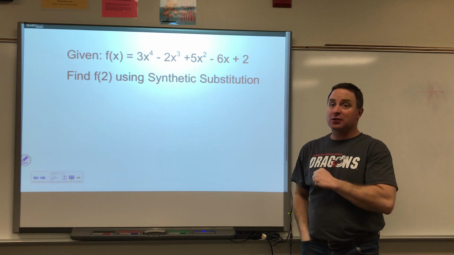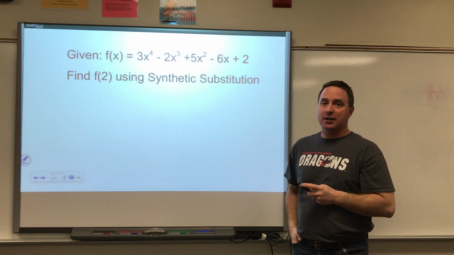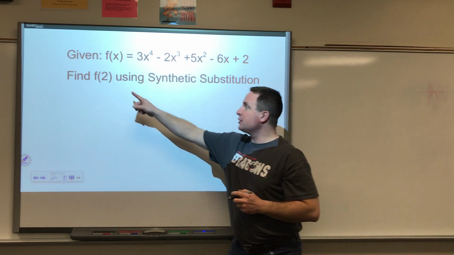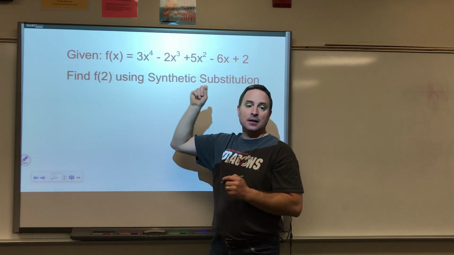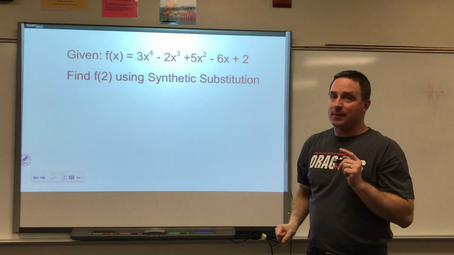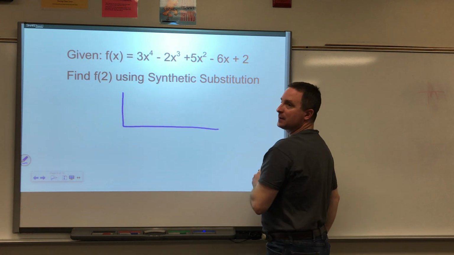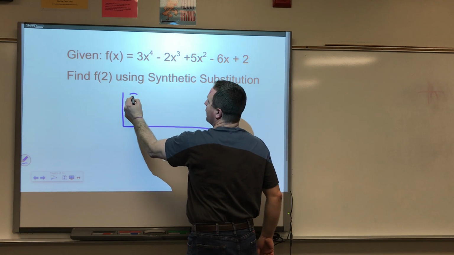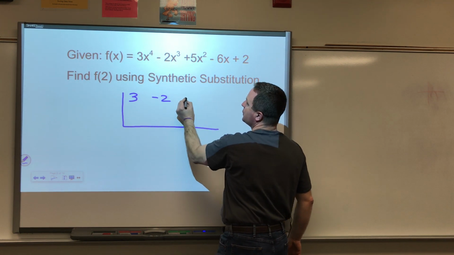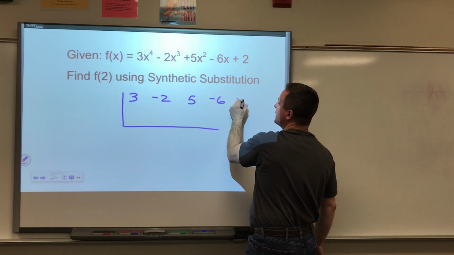Make sure you show synthetic substitution. You can use your calculator as a check. You can do the direct substitution and plug them in, and you should get the same answer, but make sure you show your work using synthetic substitution. So here we go. Up the top row, I have a 3, a negative 2, a 5, a negative 6, and a positive 2.